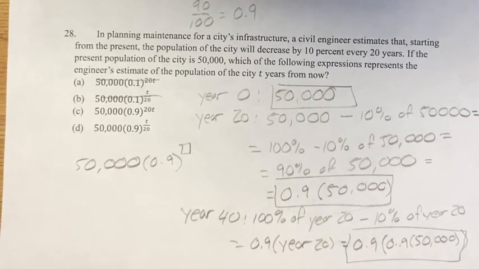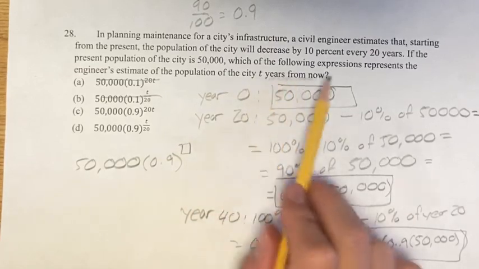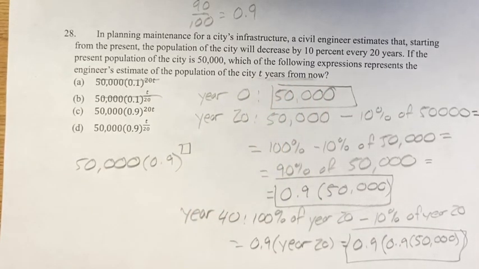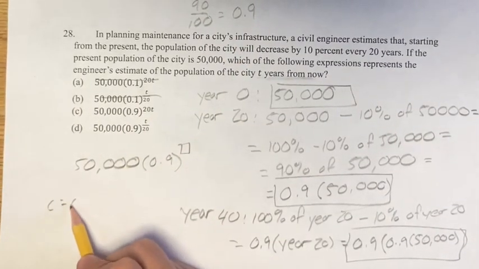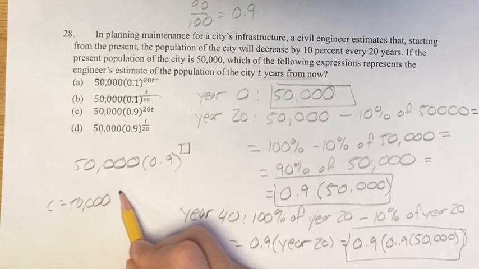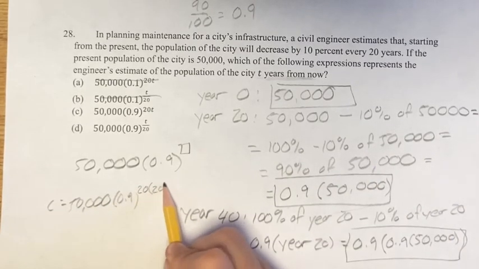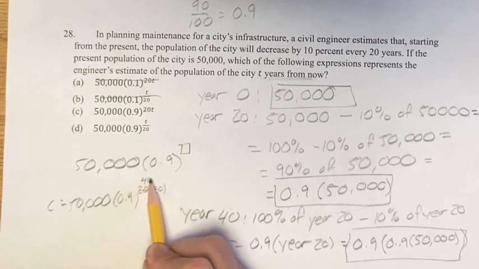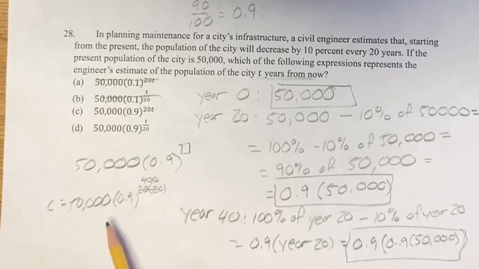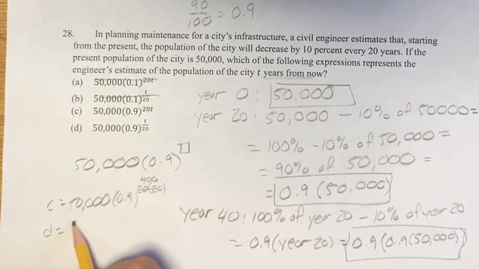So if we plugged in 20, since 20 is the number of years in these expressions, well, we plug in 20 for t in C, we'd get 50,000 times 0.9, good so far, to the 20t, which is also 20 times 20. So this is to the 400th power. Well, that's not what we want. We're only multiplying it by 0.9 once, not 400 times.